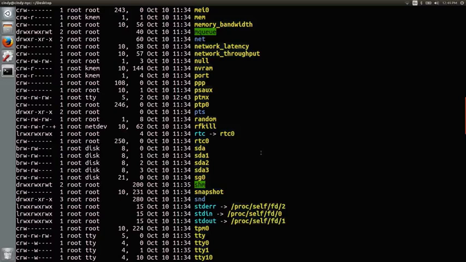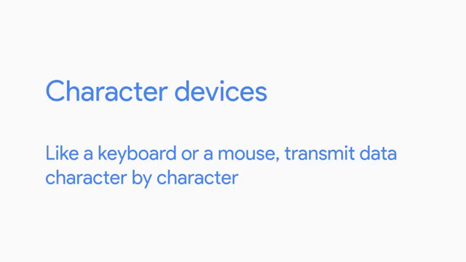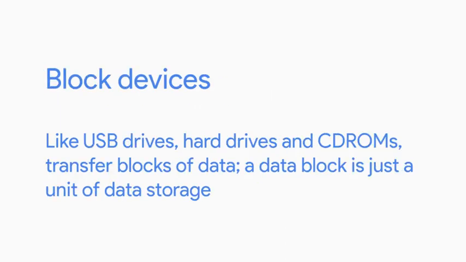There are lots of devices in this directory, but not all of them are actually physical devices. For example, the /dev/null device is in here. We won't talk about all the device types in Linux because there are a lot of them, but we'll go over the more common ones you'll see: character devices and block devices. Character devices, like a keyboard or mouse, transmit data character by character. Block devices, like USB drives, hard drives, and CD-ROMs, transfer blocks of data. A data block is just a unit of data storage.